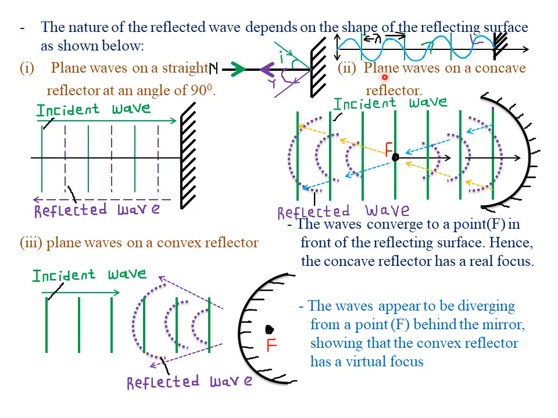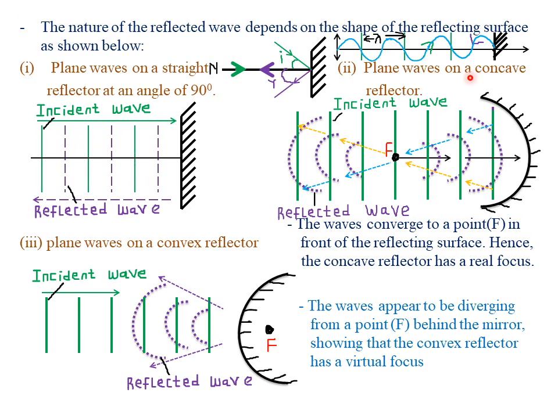Then 2, we look at plane waves on a concave reflector. So again, these are the plane waves or the straight waves which are being represented by the wavefront. So these are the incident waves. We have said that for this particular topic, we'll be representing the waves by the wavefront. So these wavefronts which are in color green are representing our incident wave. So when the incident waves, or plane incident waves, meet a concave reflecting surface, they'll be converged.